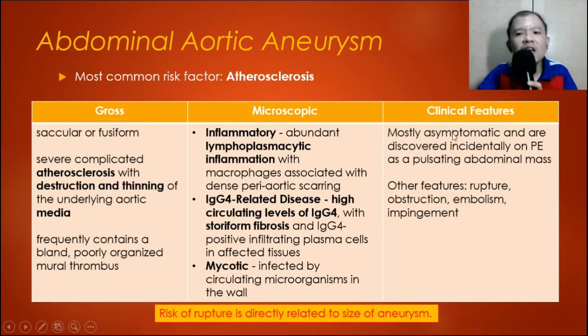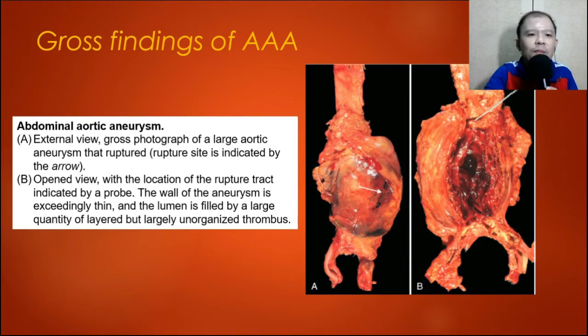Initially, mostly these are asymptomatic until they rupture. So the risk of rupture is directly related to the size of the aneurysm. So this is the ruptured aneurysm. We have a thrombus here.